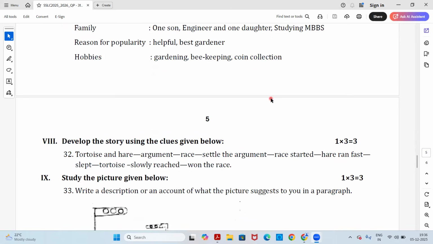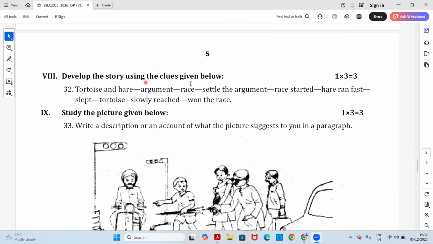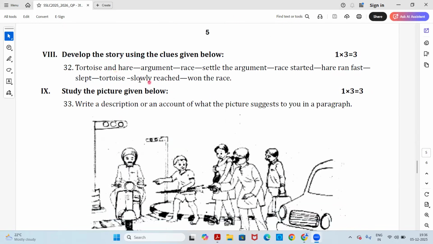And next is developing a story, again using the clues given below. You have a clue given over here: tortoise and hare, argument, race, settle an argument, race started, hare ran fast, slept, tortoise slept, reached, won the race. A very good story with a moral, a story which you have been learning from your very young days. But it's very easy. You can develop the story. Just do not copy it. Fill in with proper sentences. Hints are given. Develop your story accordingly, and it will earn you full 3 marks.